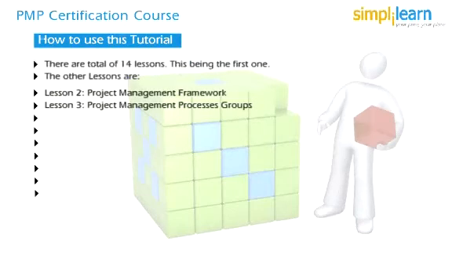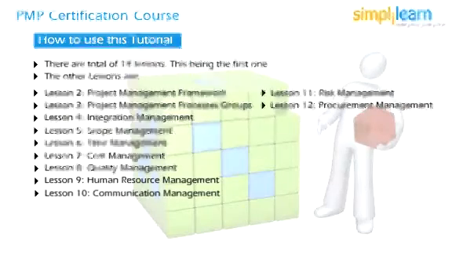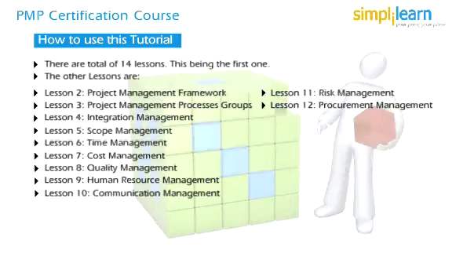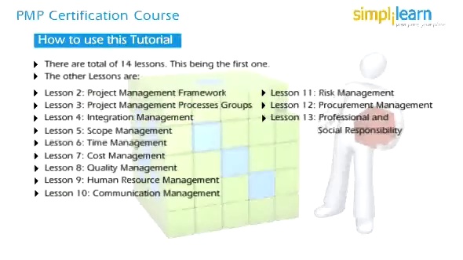From Lesson 4 till Lesson 12, the 9 project management knowledge areas are explained, with one lesson dedicated to each one of these 9 areas. In addition to the 5 process groups and 9 knowledge areas, PMI gives a lot of weightage to professional and social responsibility. There are a good amount of questions in this exam from this topic as well. So we have dedicated one chapter to this as well.